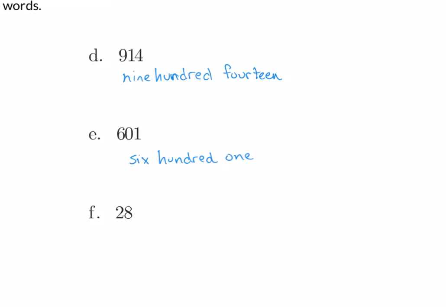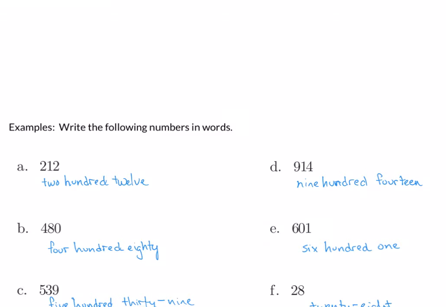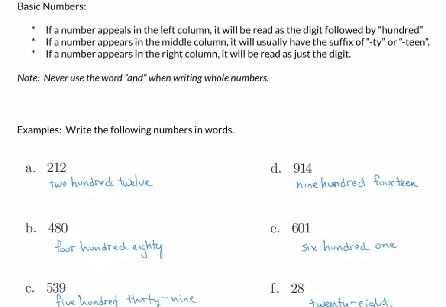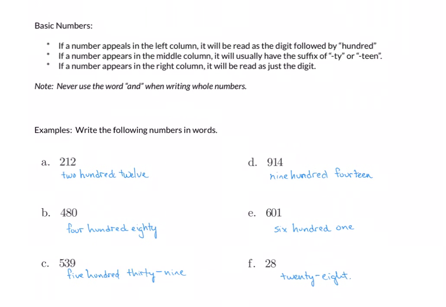And for our last example, note that there is nothing in the left column. We're actually starting in the middle. This number, we just go ahead and translate this. We have a 2 in the middle, so this is going to be twenty-eight. All right, so that goes ahead and takes care of our basic numbers.